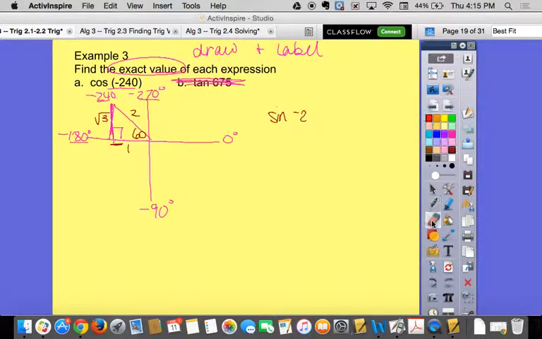So sine of negative 2. Oops, I don't need all that, do I? Ooh, shame on me. This asked for a specific, didn't it? Those are so much nicer. Cosine negative 240. Let's look at that. Cosine of this picture, that is going to be a negative 1 over 2. And we are done. You gotta love it when it asks for a specific.